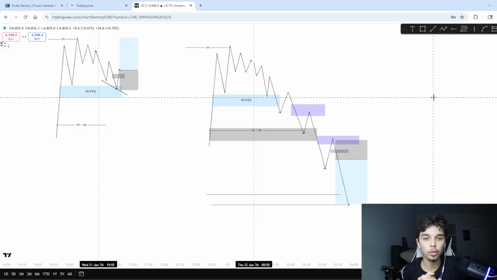So that is how you can use your higher time frame inversions to your advantage as well. And if you guys do have any questions on inversions, I have an entire understanding inversions video that I'll leave in the description after this.